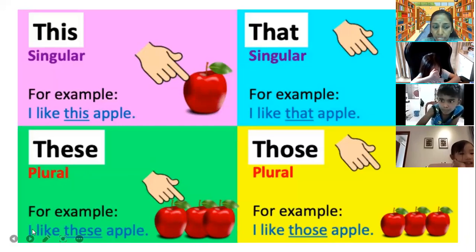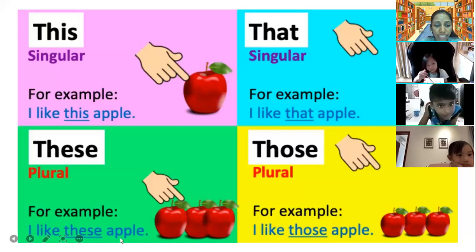And for plural, we say these. So the sentence here is, I like these apple. Oh, there is a mistake here. Wait. Do we say apple or apples? Apples, because there are more than one. If it's plural, we say apples. We don't say apple, right? So let me add an S here at the back.